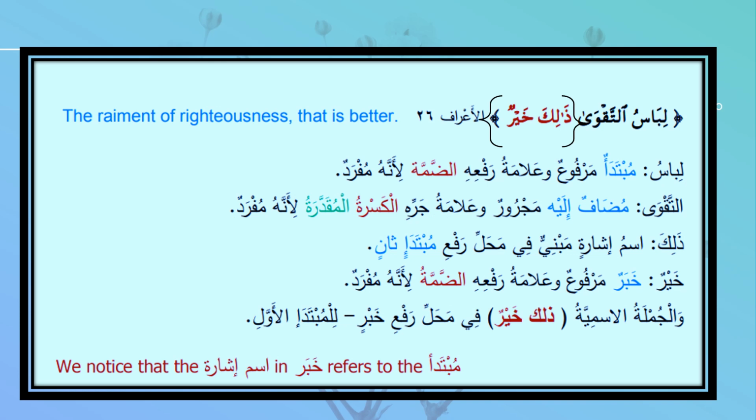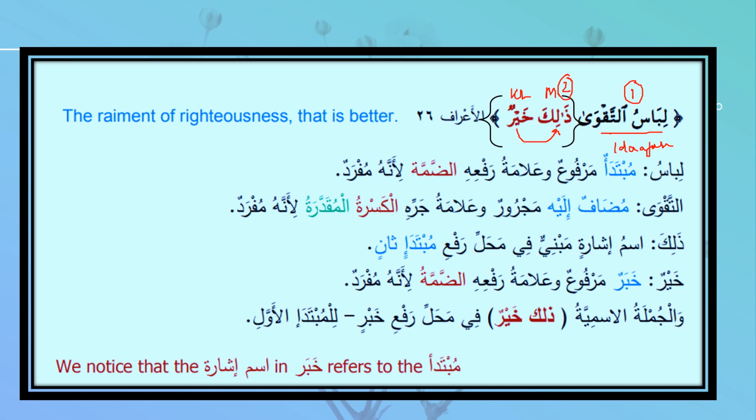The last example on khabar jumla ismiya: libasut taqwa, meaning the garment of your piety, dhalika khayrun. As you know, this is libasut taqwa, so this is an idafa, an idafa coming in the position of mubtada. Yes, it can come. We have our first mubtada, and dhalika, ism al-ishara, coming as mubtada 2. And khayrun is the khabar for the second mubtada. It's the same i'rab that we did before.